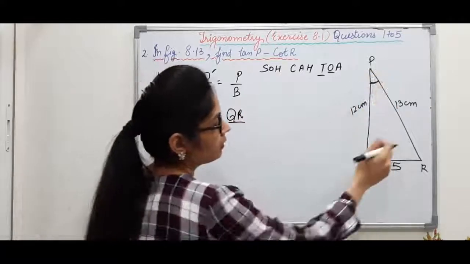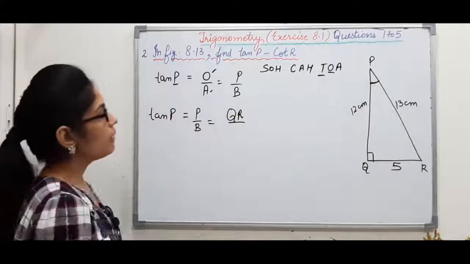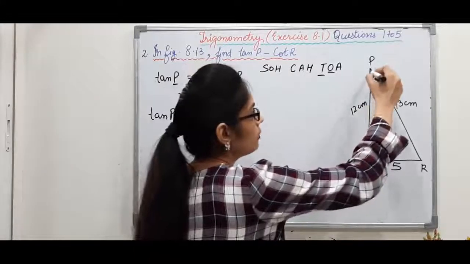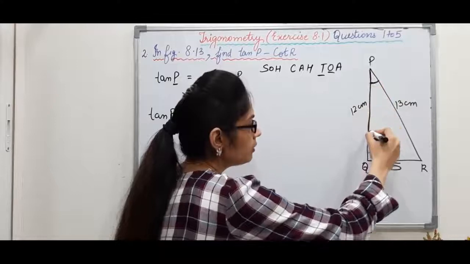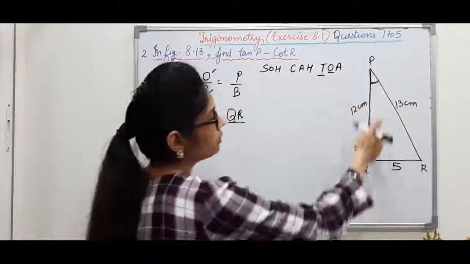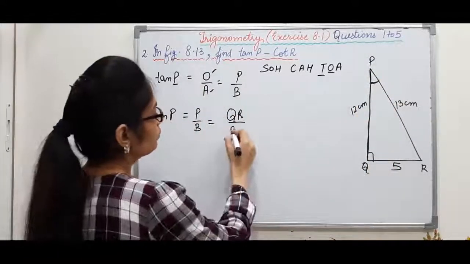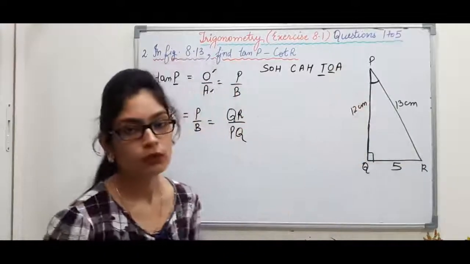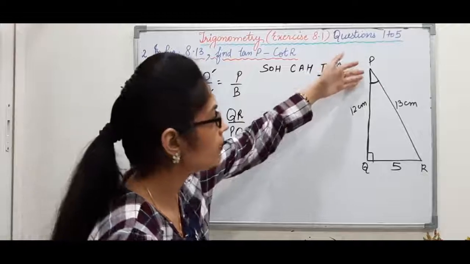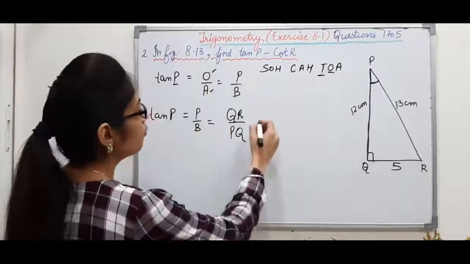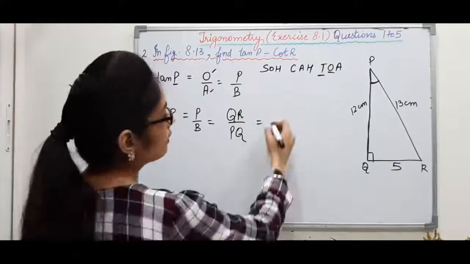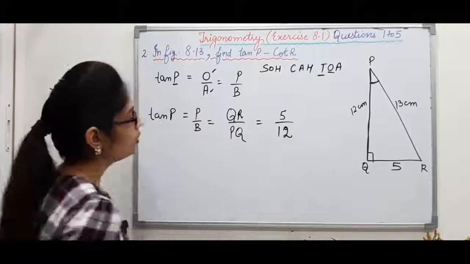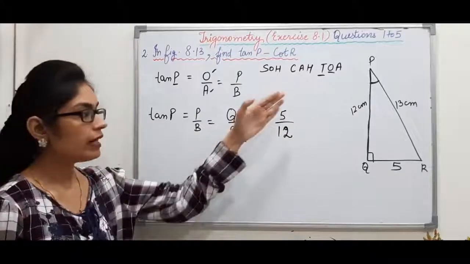Now base. Base is adjacent, the side which is next to this angle. So this is PQ. We should not take PR because this is the hypotenuse of the triangle. So we have to take the adjacent side as PQ. Now we can put the values. QR is 5 and PQ is 12. So tan P is equal to 5 by 12.